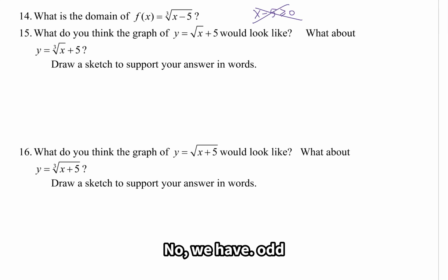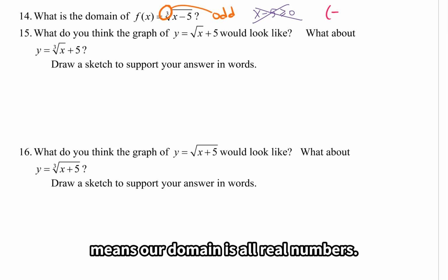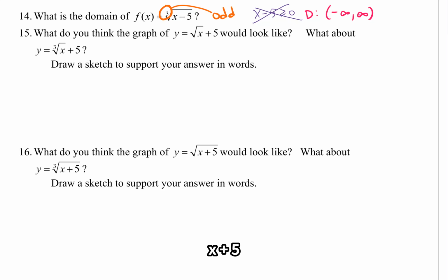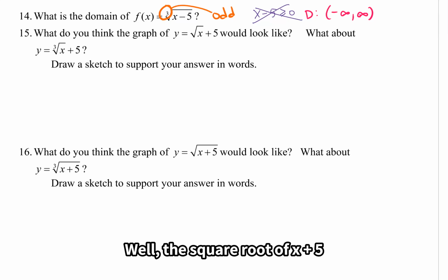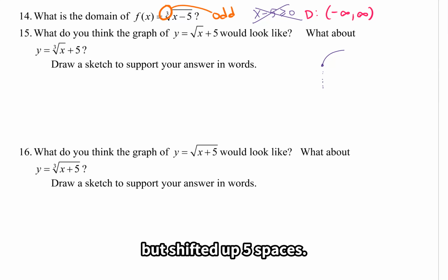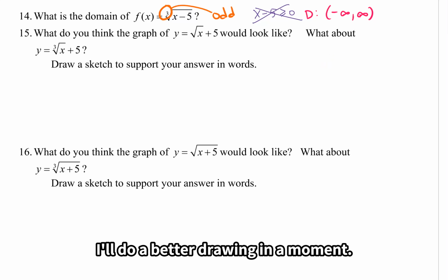No. We have an odd index. An odd index means our domain is all real numbers. In the next question, what do you think the graph of y equals square root x plus 5 would look like? Well, the square root of x plus 5 should be the square root of x function, but shifted up 5 spaces. I'll do a better drawing in a moment.